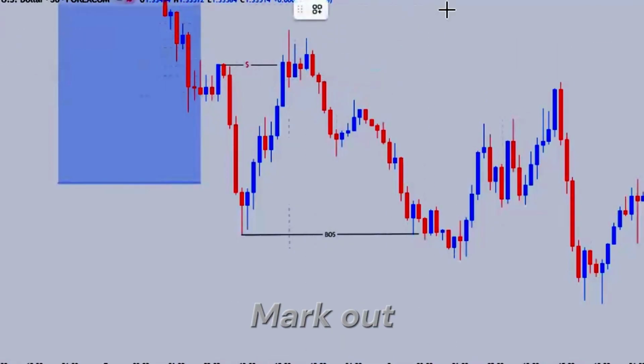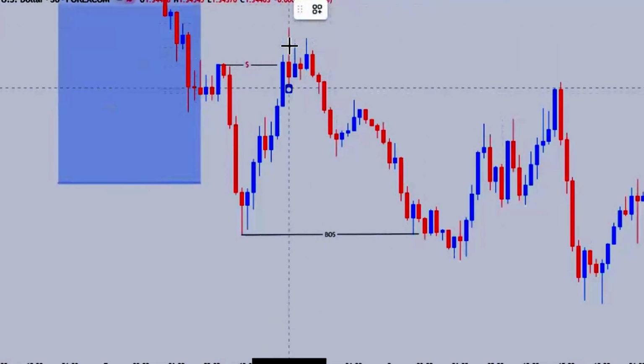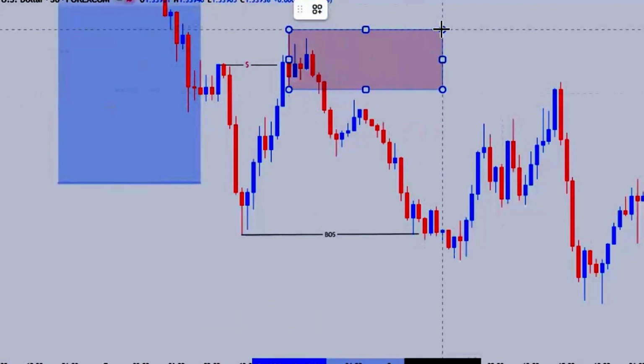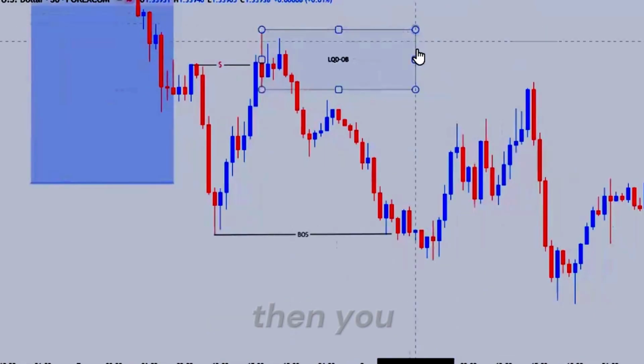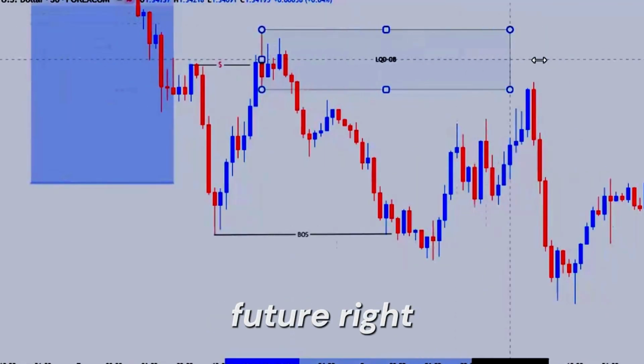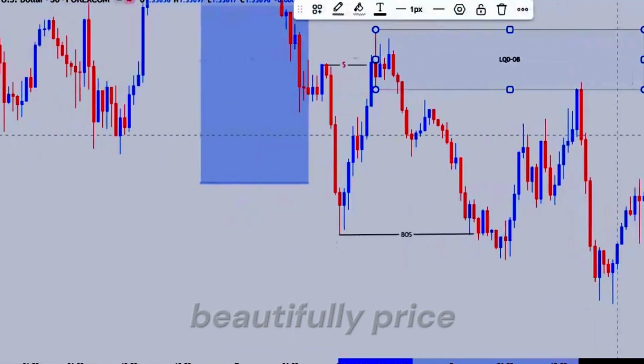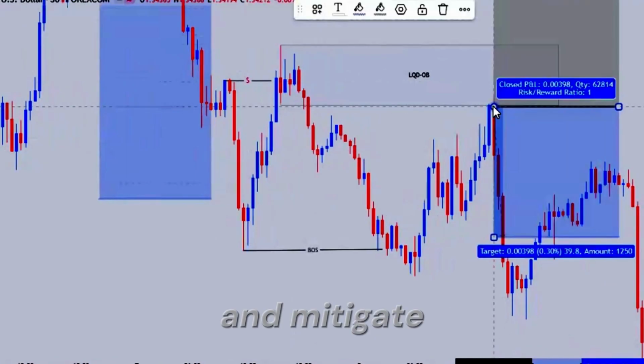So you had to mark out the entirety of that candle. So you mark it out, everything. So you note it to be LQD, which is liquidity order block. Then you extend it to the future right here. You can see how beautifully price came back there and mitigated right here.